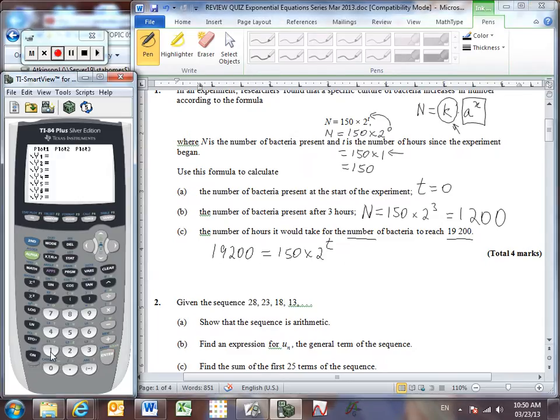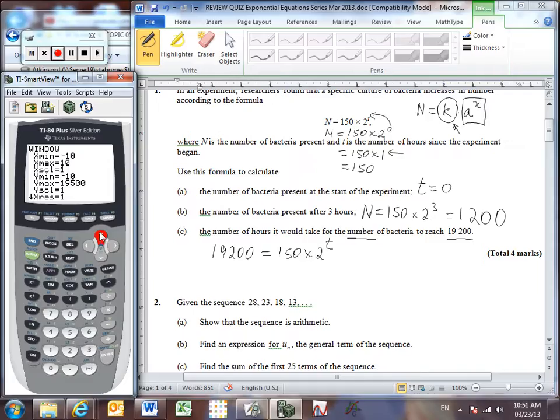So in y equals, my left-hand side is 19,200, and my right-hand side is 150 times 2 to the power of x. Before I graph this, I should go into the window and set my window up. I've got a constant function of 19,200. So I have to make sure that my y values go at least past 19,200. So I'm first going to adjust my y max to something bigger. Let's say maybe 19,500. Safely above.